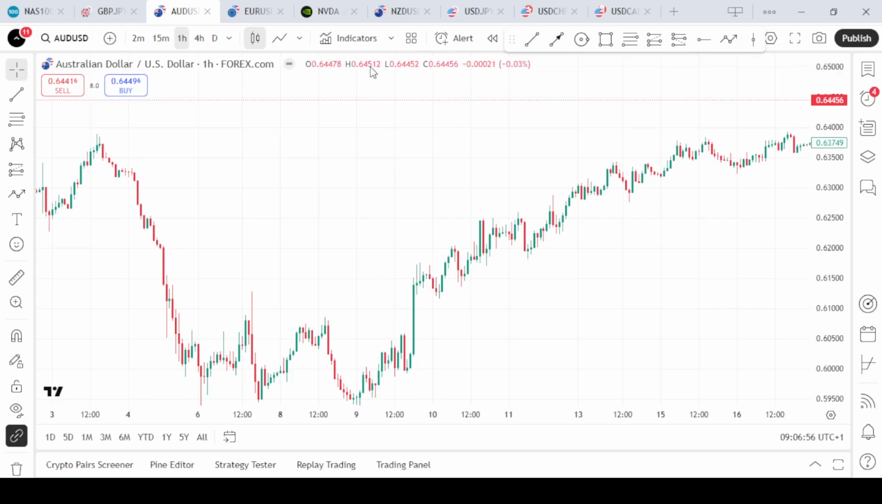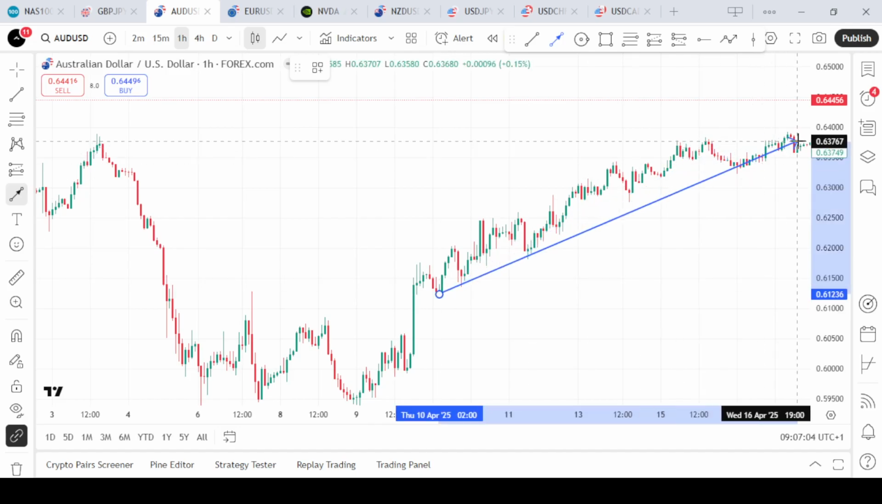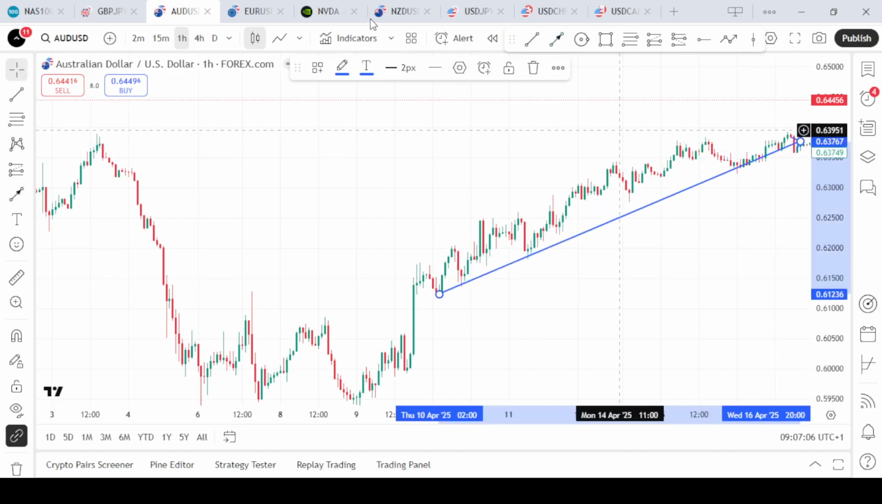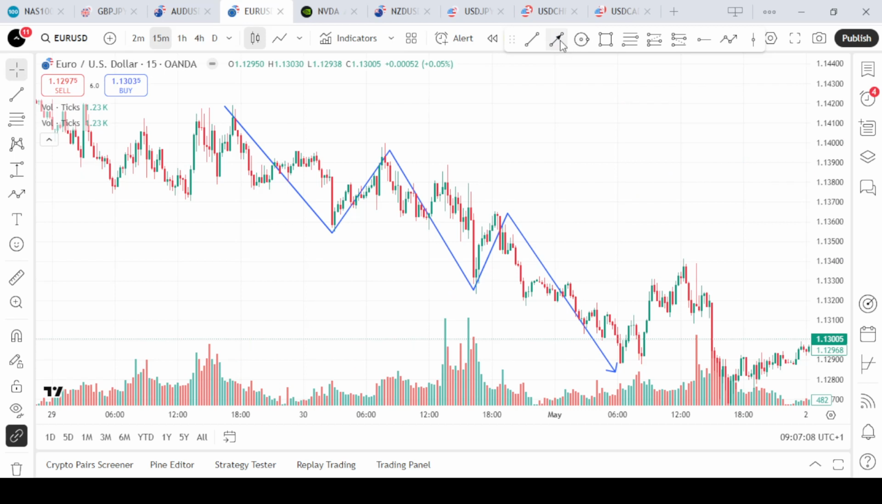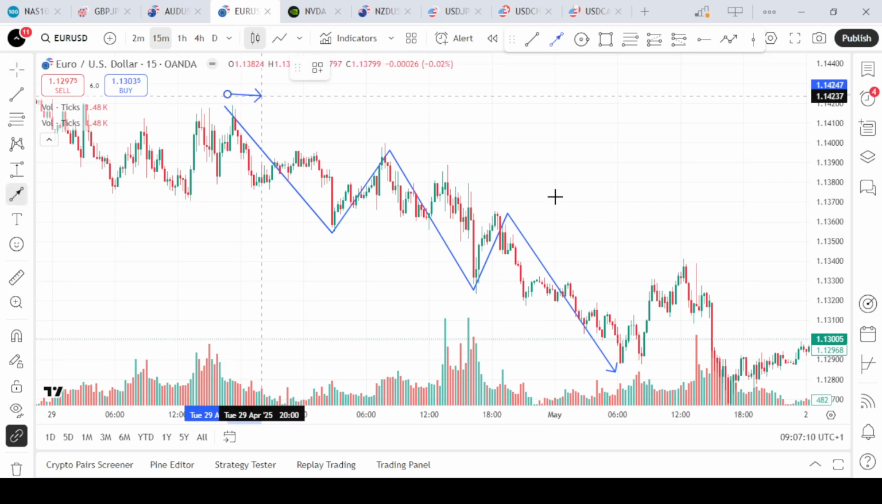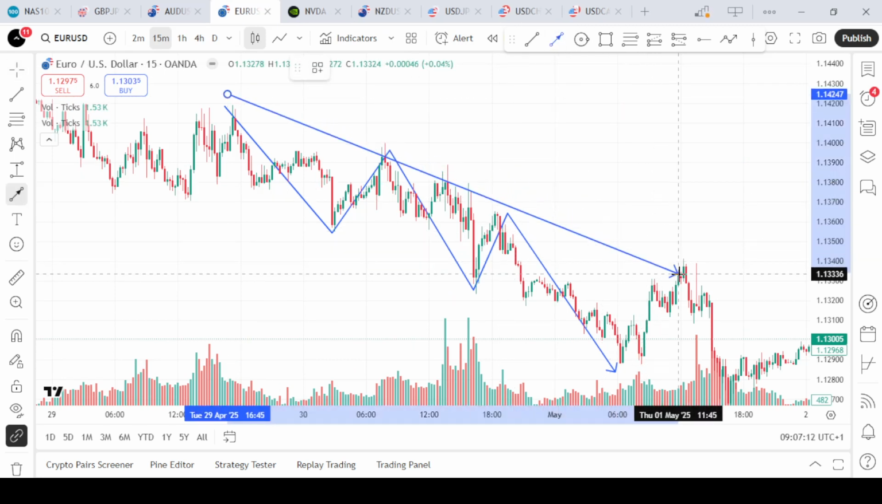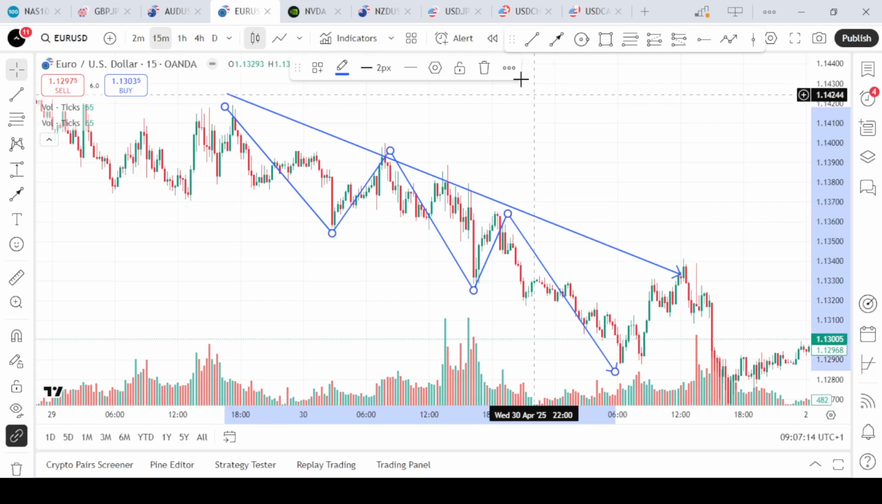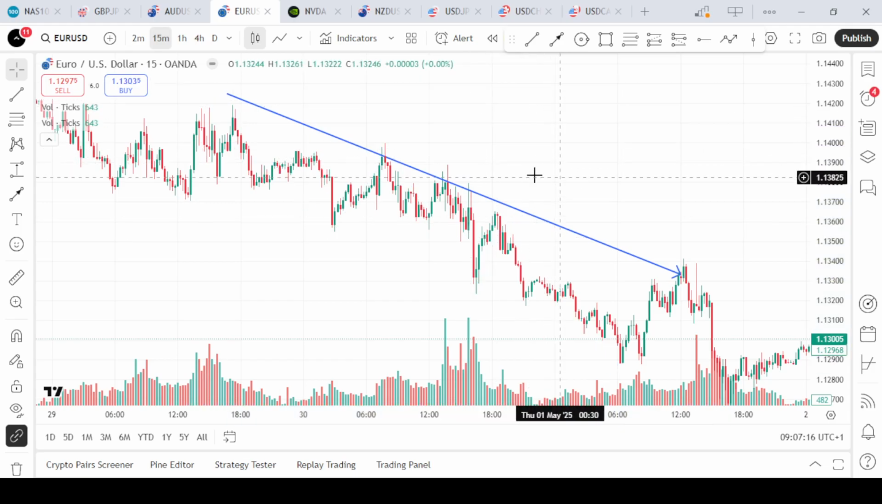You can also use tools such as your moving average or trend line to confirm your direction. And as you can see, if we use our trend line in this area, price respects our trend line. Even in the bearish market, we can see price respects our trend line. So we can also make use of our trend line to get the market direction.